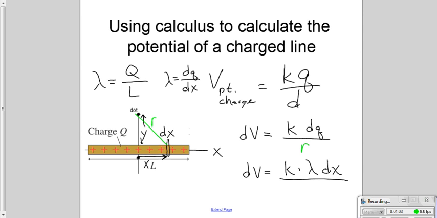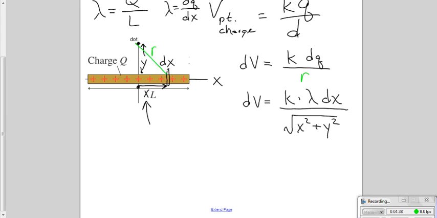And then what else can we replace? Well, r certainly relates to what x is. Remember, x is how far our little chargelet is from the center of the line. And as we move further out, that gets bigger. So the relationship between r and x, and you see y there, is r is the square root of x squared plus y squared. That's just a little Pythagorean theorem length. So that actually now is in terms of everything that's a variable, x, and everything that's just a parameter, like k and lambda and y. So we're now ready to do the integration.